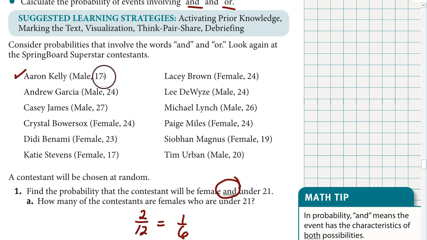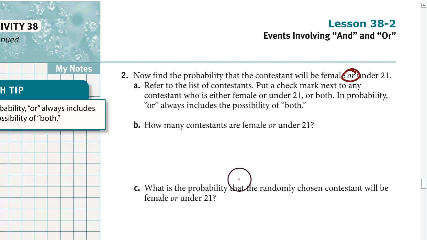We can count Aaron because he's 17. We can count Crystal, she's female. We can count Dee Dee and Katie. We can count Lacey. We can count Paige, Siobhan, and Tim because he's under 21. So this time there are 1, 2, 3, 4, 5, 6, 7, 8 who qualify. The probability is 8 out of 12, or 2/3.